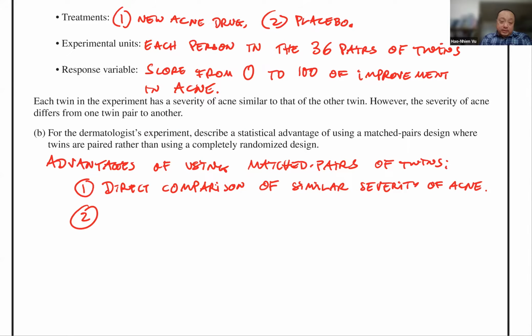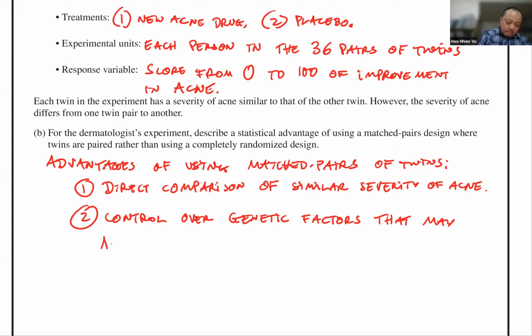Another advantage I can see that I'm going to write down here is that because they're twins, and in fact we're told that they're identical twins, that means they're genetically identical. That saves us from having to worry about lurking variables in those genetics. So that means they give us control over genetic factors that may affect the results. Okay, moving on.